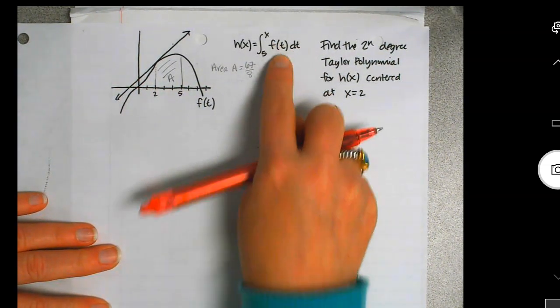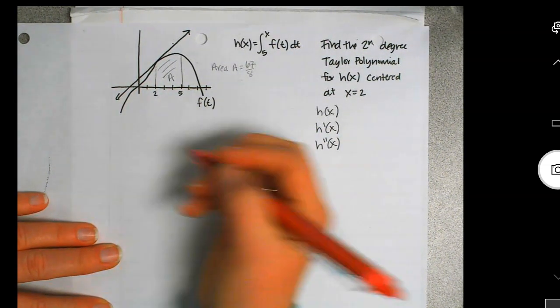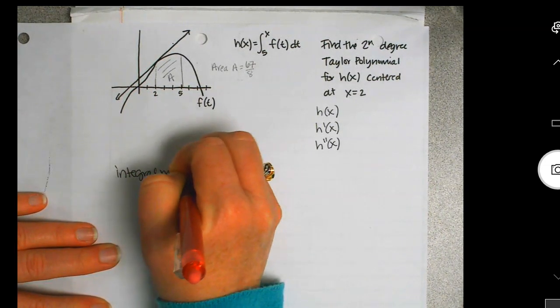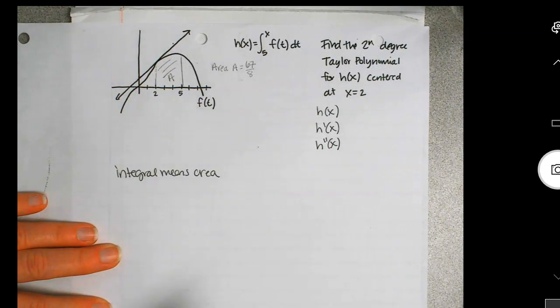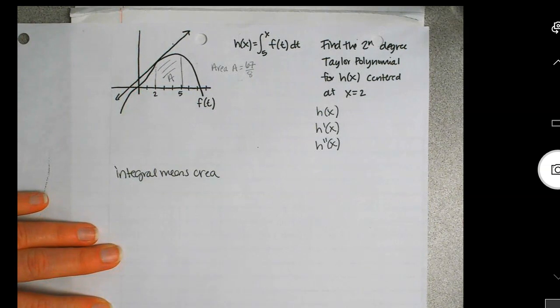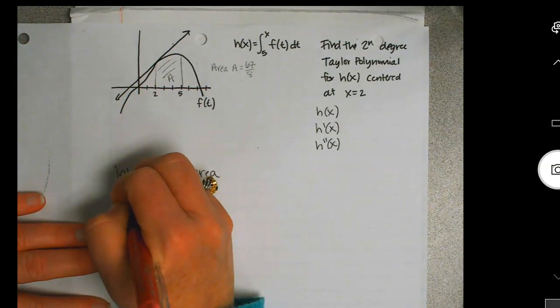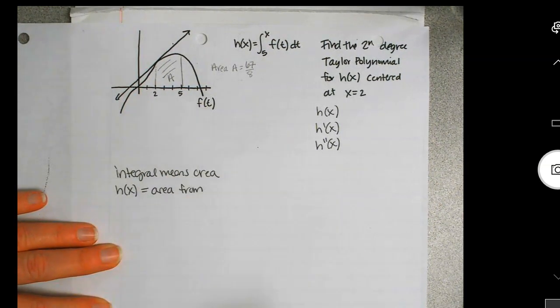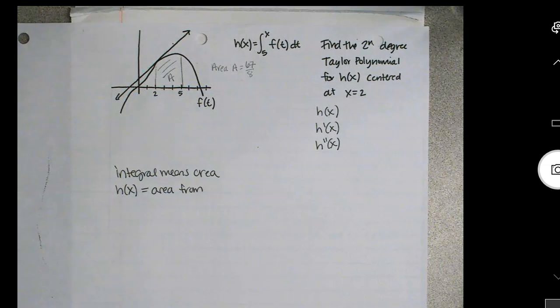What does the integral mean? Area. Integral means area. You're told that the area of this part is 67 over 8. So we have some area. That's handy. So to think about that area in another way, h of x means the area from 5 to x.